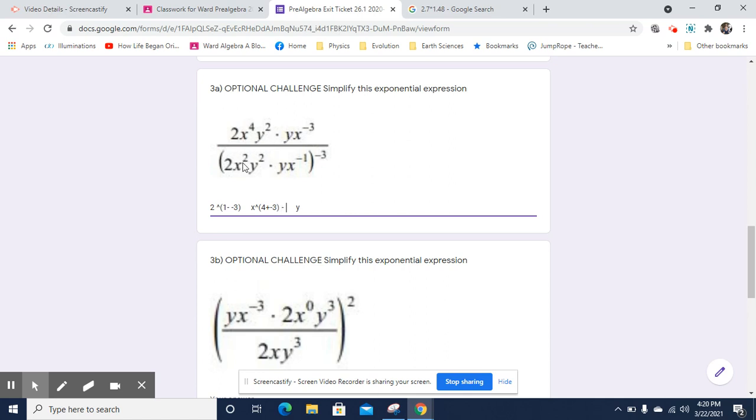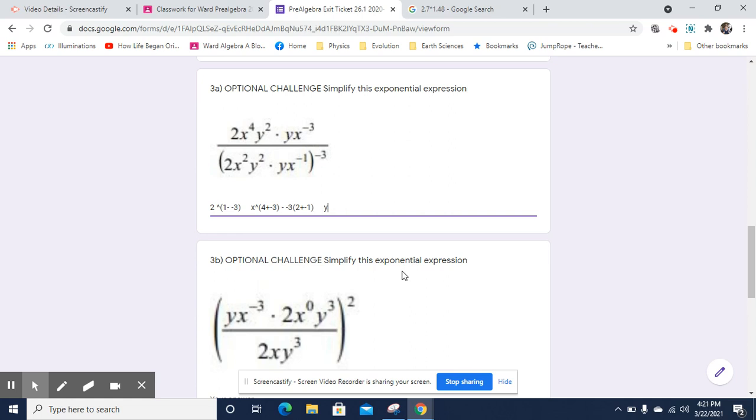Let's see, we've got x to the second, and x to the negative first, all to the negative third. So that's going to be negative 3 times 2 plus negative 1. Okay, and I'm subtracting that because those are the exponents in the denominator.